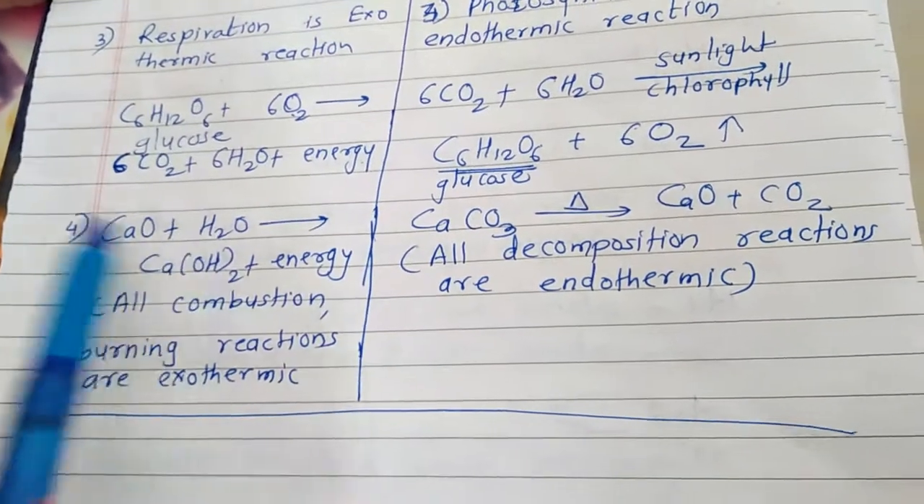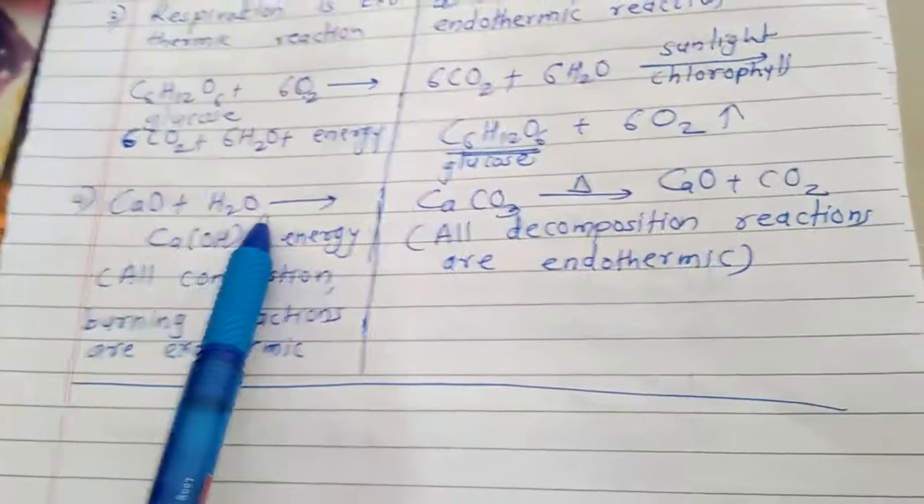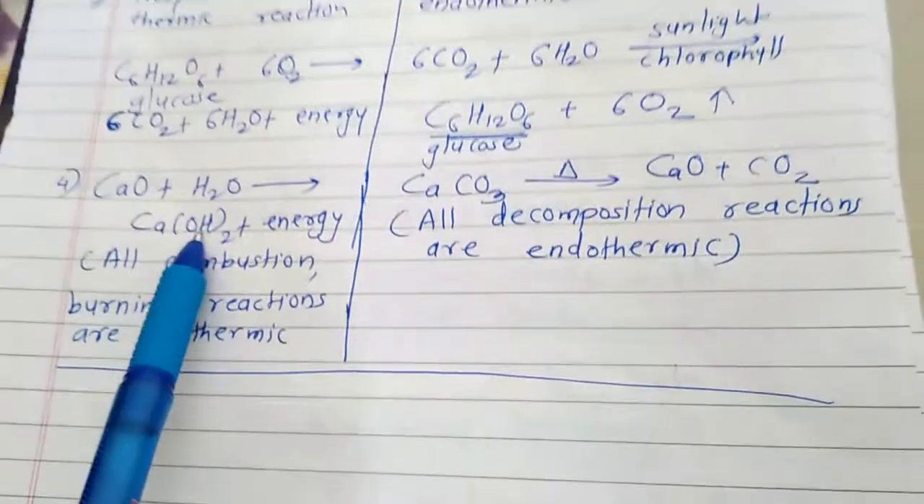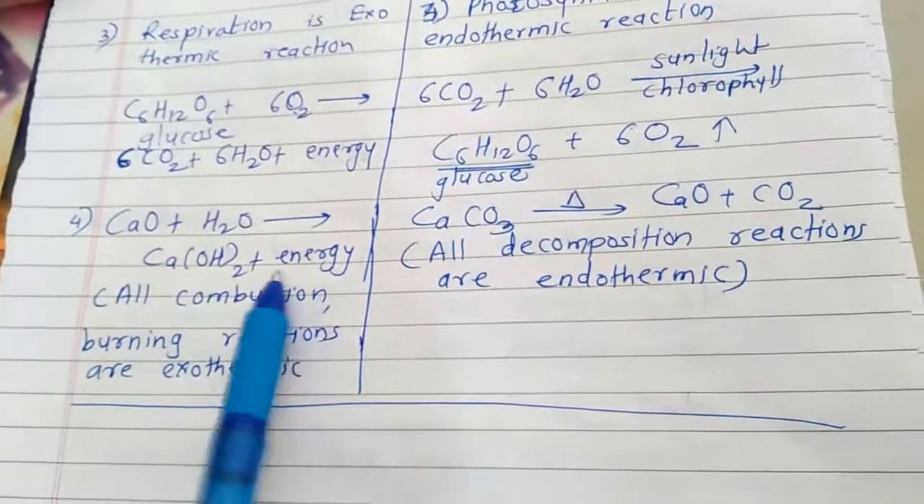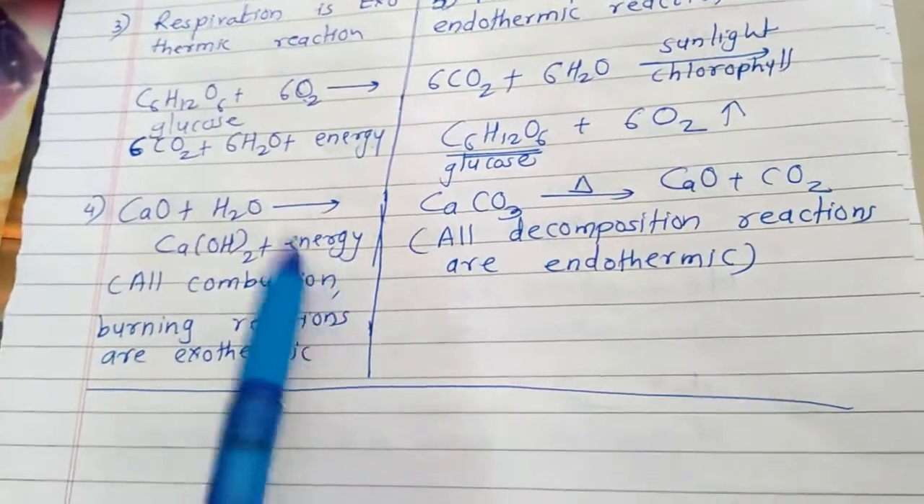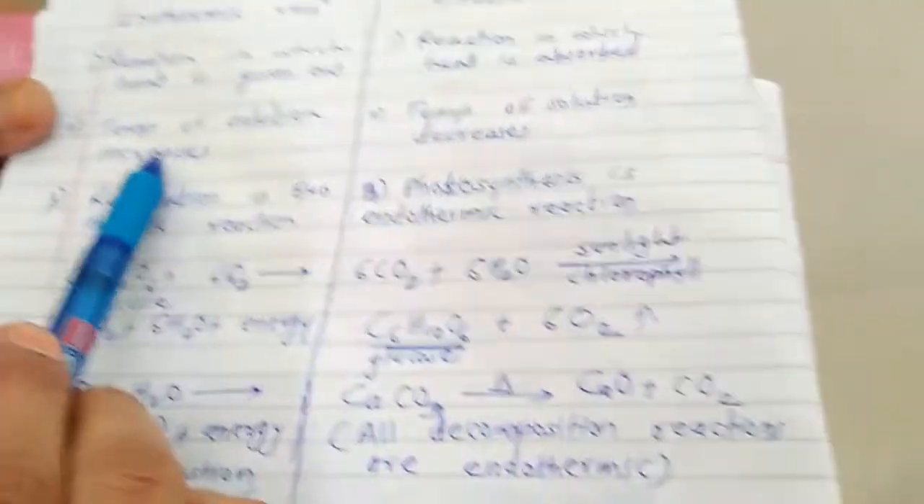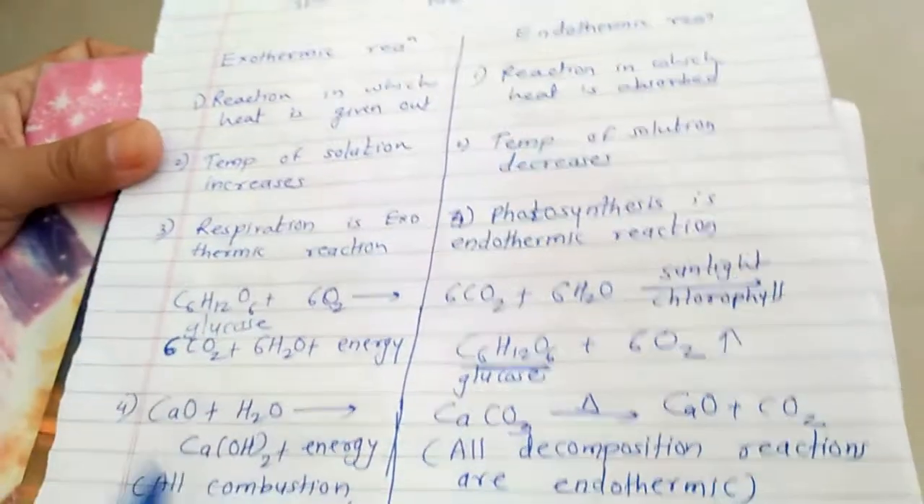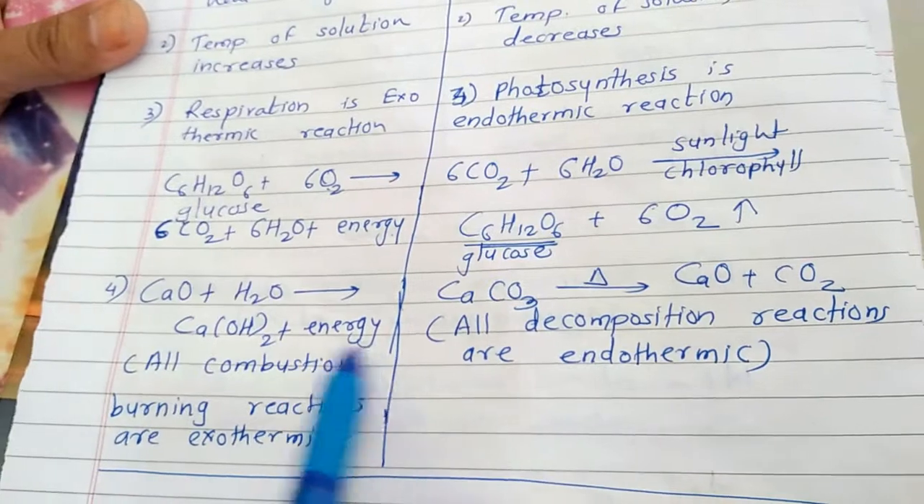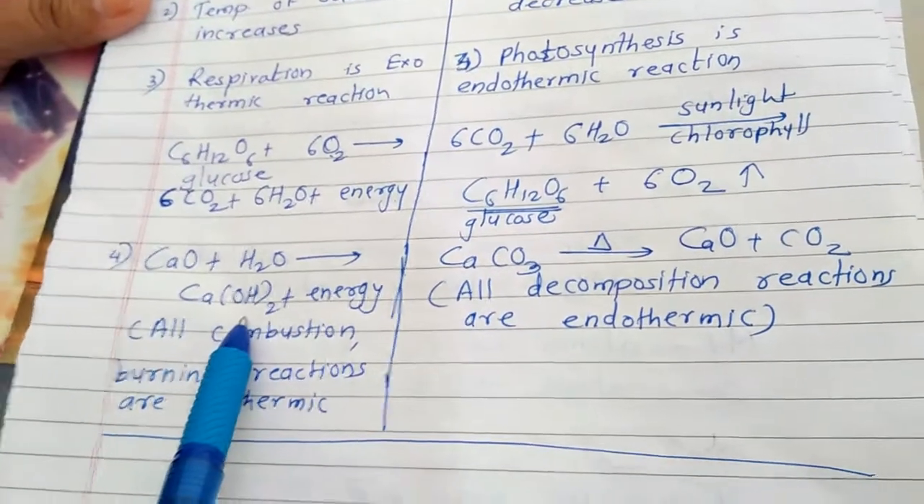If we take one more example, calcium oxide. When water is added to calcium oxide, it forms calcium hydroxide and in this reaction energy is given out. As energy is given out, the temperature of the solution increases. So in this reaction energy is given out, it is an exothermic reaction.